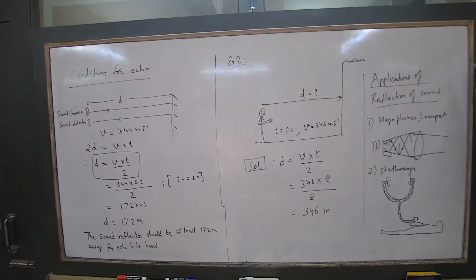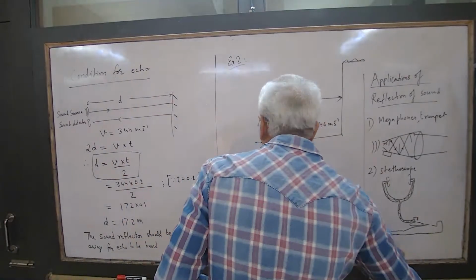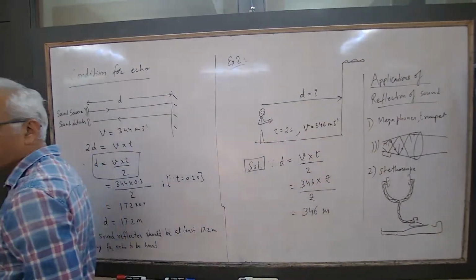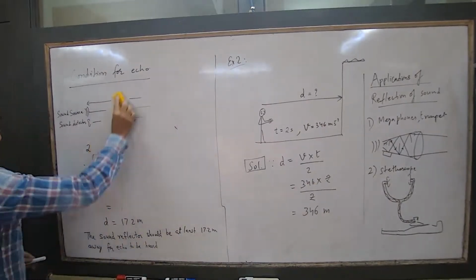Now the last topic, we are almost reaching it. Understood the multiple reflection? This is theoretical. Okay. Then we have range of sound.